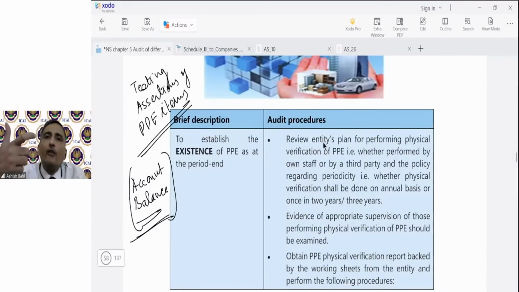So all those four assertions which we had done in case of inventories, like existence, rights and obligations, completeness, and valuation and allocation. So all these four things are, these are the four things, but procedures are different.